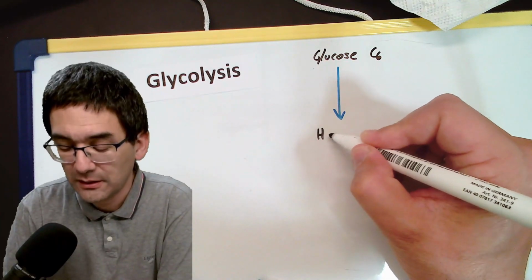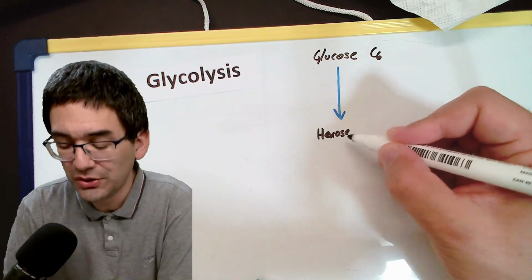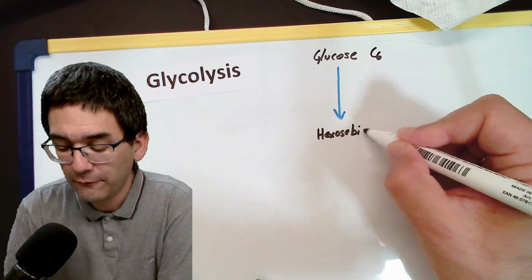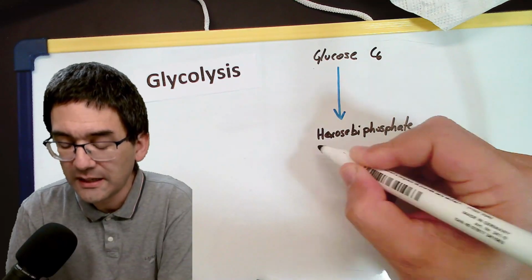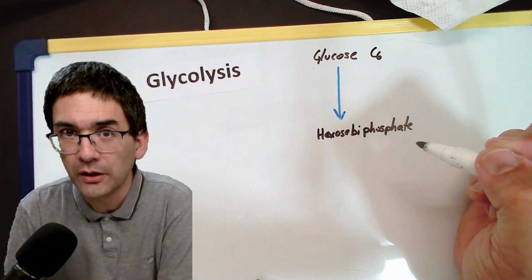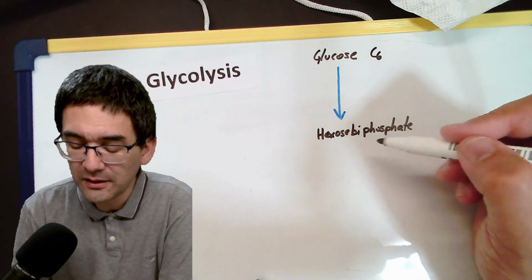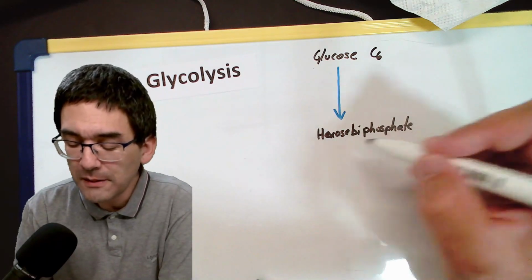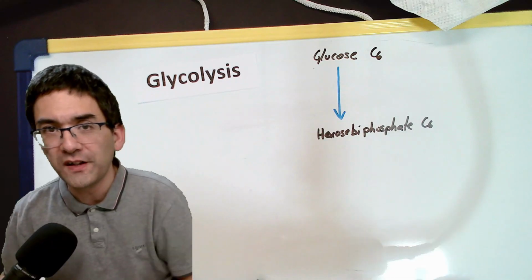Hexose bisphosphate. So hexose means it's a 6-carbon sugar. It's actually fructose 1,6-bisphosphate. You don't have to know this, okay? But there are certain names here. But this basically means it's still a C6 substance, okay? But there are now 2 phosphates connected to it.